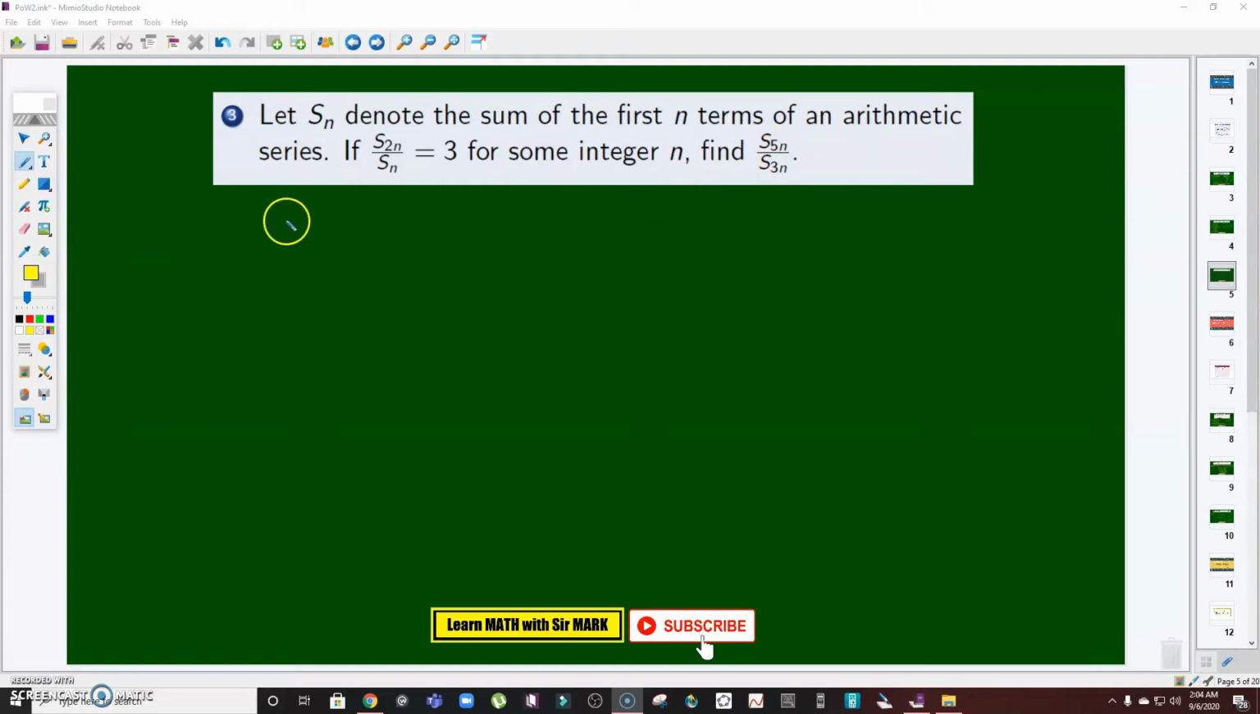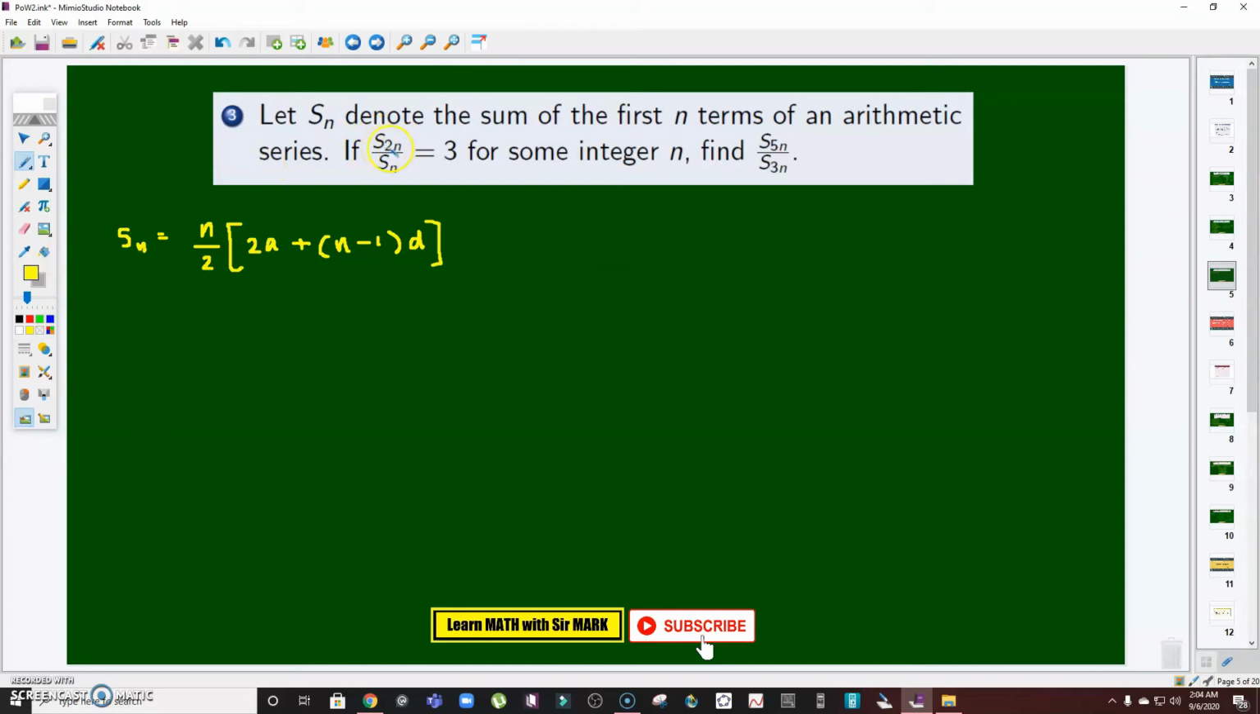Okay, so let me start with S sub n. Our S sub n, we write it as n over 2 times 2a plus n minus 1 times d. Do you recall that? That's the sum of the first n terms of an arithmetic sequence.